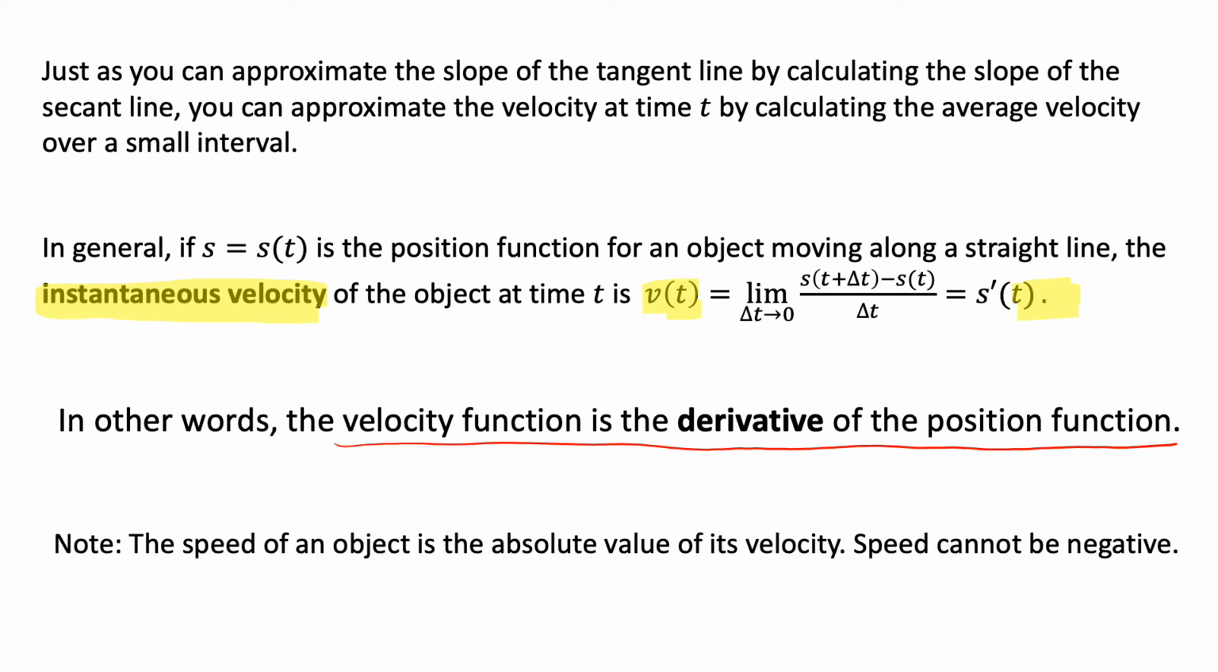Note, the speed of an object is just the absolute value of its velocity, since velocity has a positive or negative sign to show direction, and speed cannot be negative.